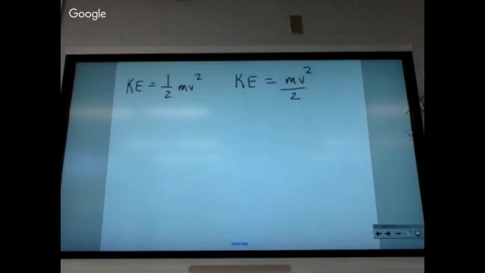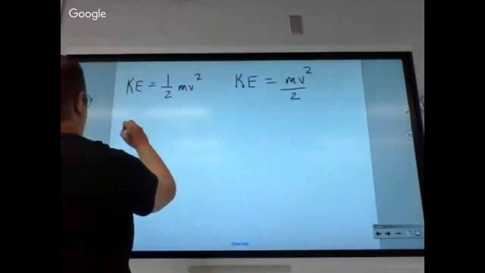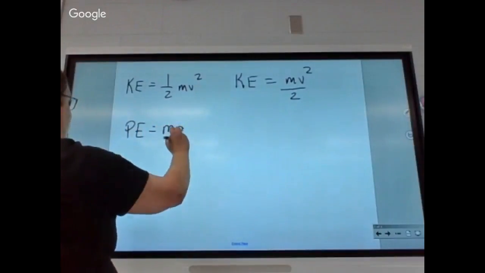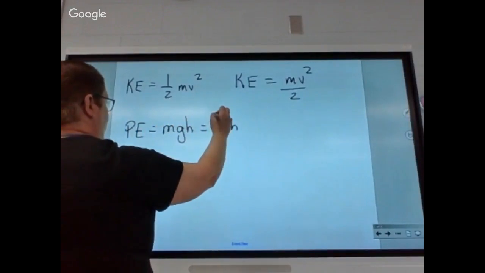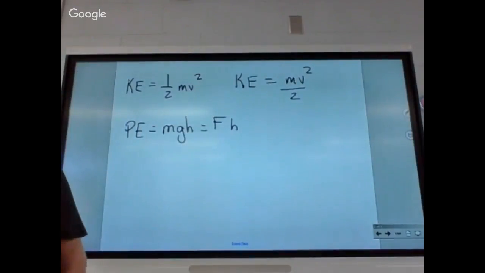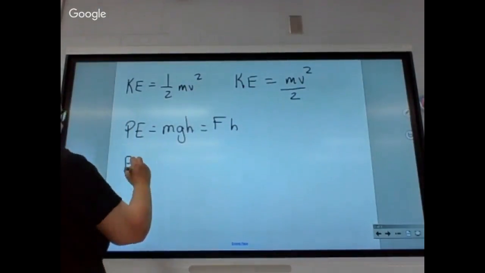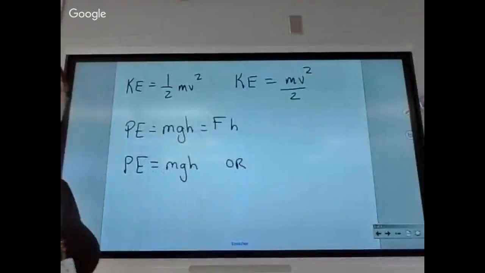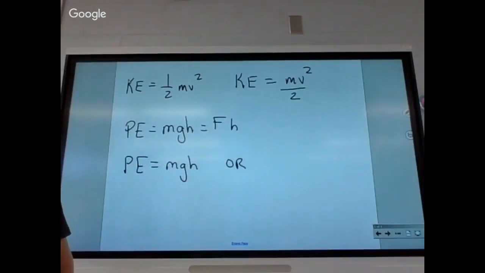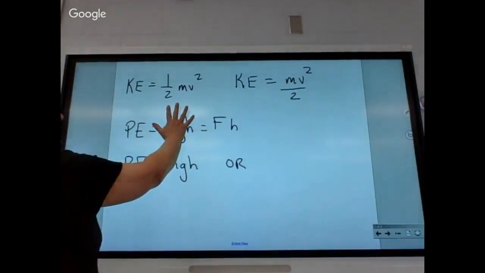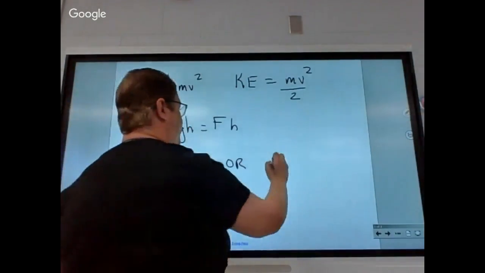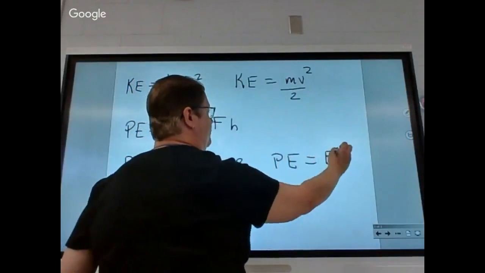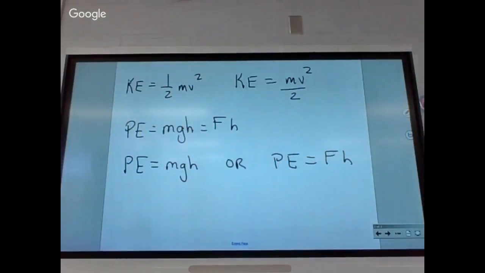Okay, PE equals MGH, and what does it say right after that? Now, how many formulas did we say that was last week? 2. Okay? PE equals MGH, or what's the other formula we get out of that? Jacob, hush. What's the other formula we get? If I cover this up, what does it say? All right. It means PE equals FH. Those are our 2 formulas.